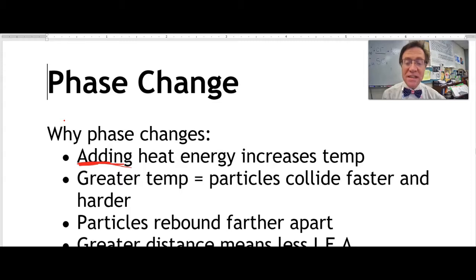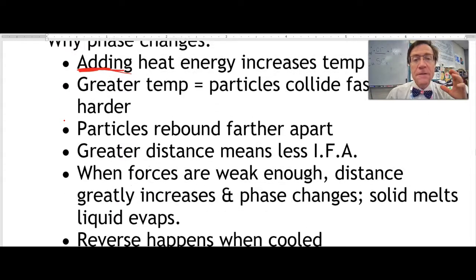So adding heat energy, Q, joules, whatever, it increases the temperature of your sample, right? And the greater temperature means that those particles are colliding harder and they're colliding faster. So the faster they move, they slam into each other harder and harder and harder, right? And just like if we're playing pool, if you hit the cue ball really, really hard, they are going to rebound farther apart, right? Like they're going to bam, bounce off of each other harder and harder.